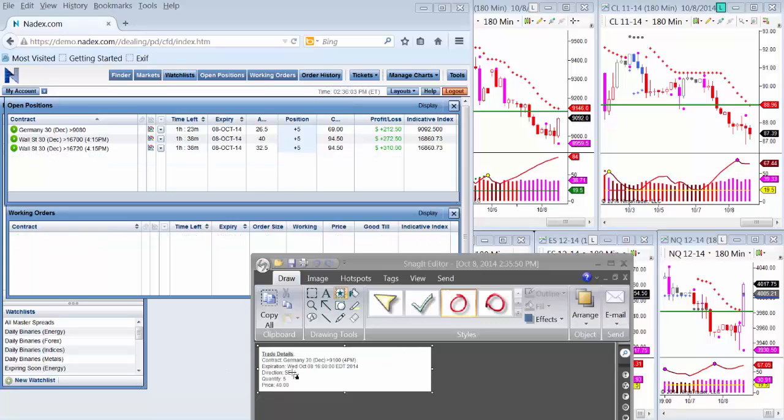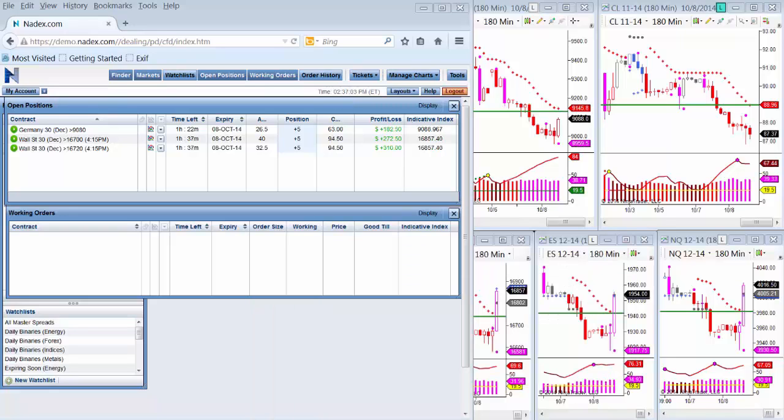Okay, I exited the one at 9,100. I had a limit order in and forgot to take it out. So on the DAX, the price at 9,100, I entered and it cost me $97.50. I exited with $200 in profit.